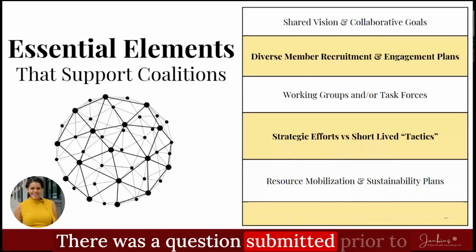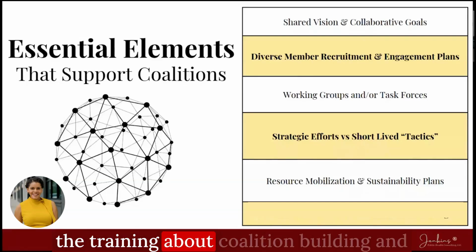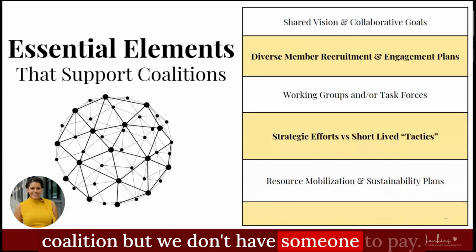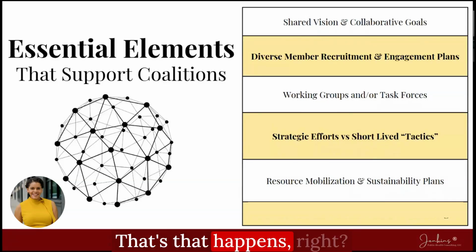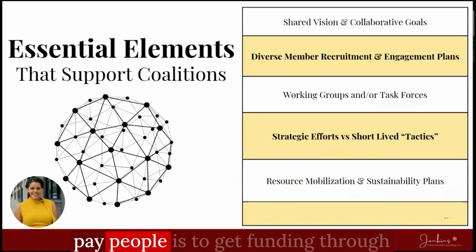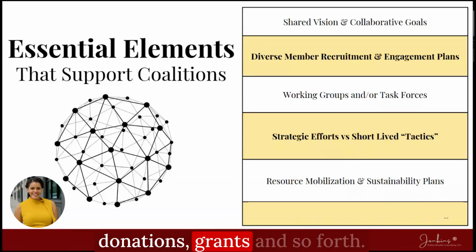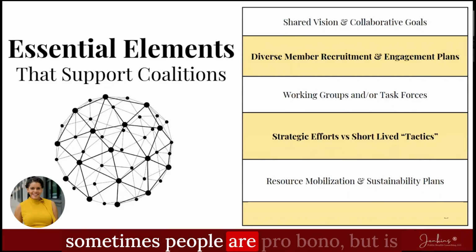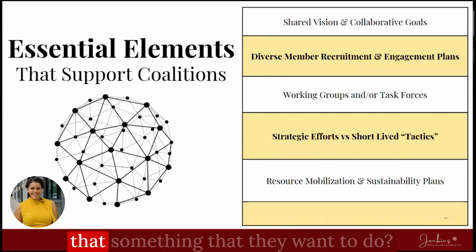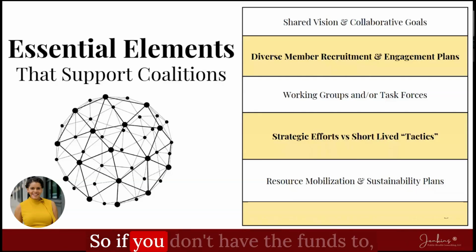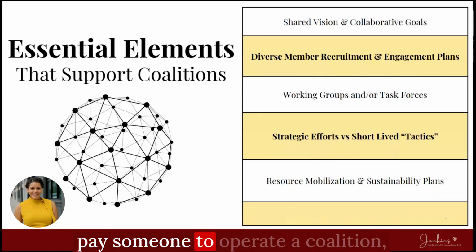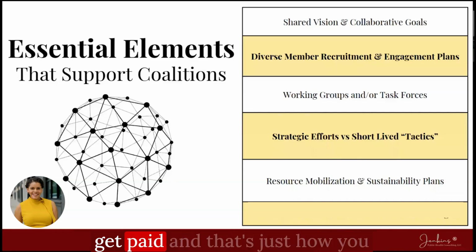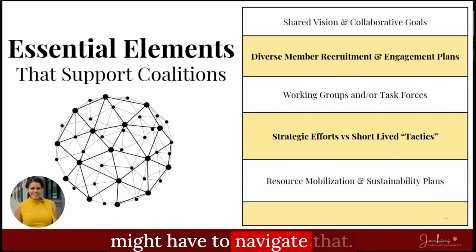There was a question submitted prior to the training about coalition building, and they were asking, hey, we want to build a coalition, but we don't have someone to pay. That happens, right? Obviously, we know the only way to pay people is to get funding through donations, grants, and so forth. But if you don't have that in place, sometimes people are pro bono, but is that something that they want to do? Maybe not. So if you don't have the funds to pay someone to operate a coalition, you have to think of that plan B. And sometimes someone won't get paid. And that's just how you might have to navigate that.